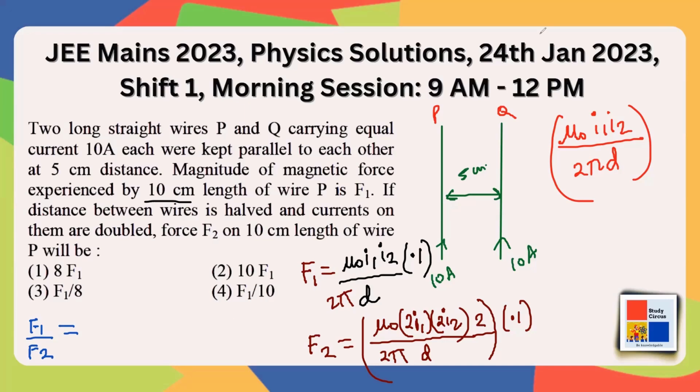So I can write it here if I take the ratio F1 upon F2. So you see mu naught, 2 pi, mu naught, these things are cancelling. This D will cancel with this D, I1, I2, and this 0.1 cancels with this 0.1 as well, right? So from here straight away we can see everything from the numerator is getting cancelled, and in the denominator you are left with 2, 8, right? So this is 1 upon 8 straight away.